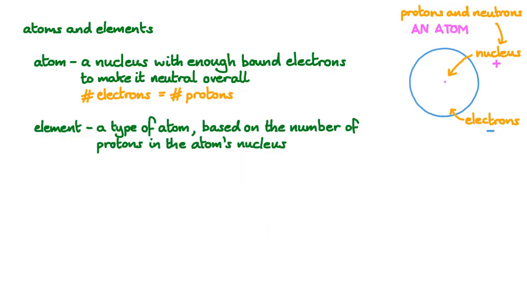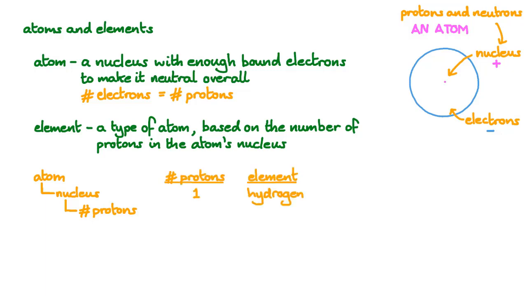An element is simply a type of atom based on the number of protons in the atom's nucleus. So let's imagine we've got an atom, we look inside its nucleus, and we count the number of protons. If there's 1 proton, we say the atom is of the element hydrogen. If there are 2 protons, then we say it's an atom of helium, and so on.